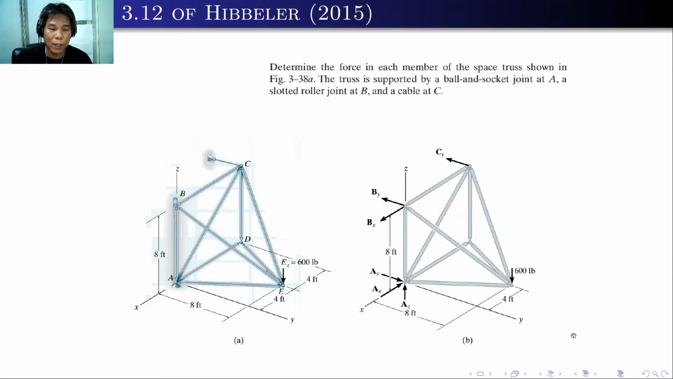As an example, we have this space truss, and we would like to determine the force in each member of the space truss. The truss is supported by a ball and socket joint at A, a slotted roller joint at B, and a cable at C. So you can draw the free body diagram with the corresponding support reactions. At the ball and socket, we have 3. At the slotted roller joint at B, we have 2. And the cable at C is 1. And with the external force of 600 pounds applied at joint E.